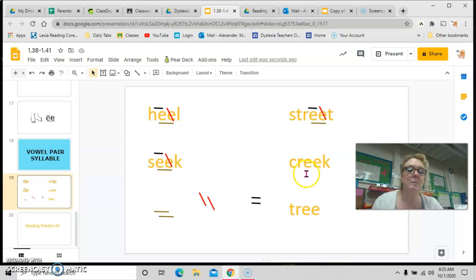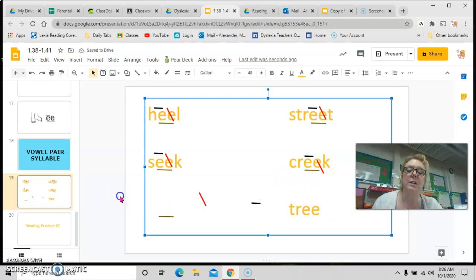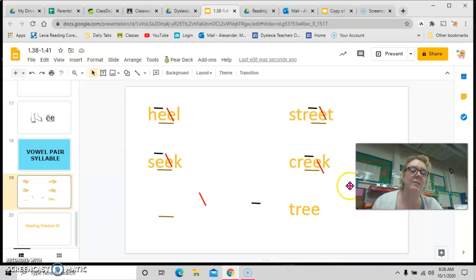What kind of a syllable is this? Vowel pair. Underline it because it's a vowel pair. Right, good job. Cross out that E. And what about the next? That's right, the other E gets a macron. So read that word. Good, creek. I live near a creek. Last word, what kind of syllable? Right, vowel pair. Cross out one of those E's.